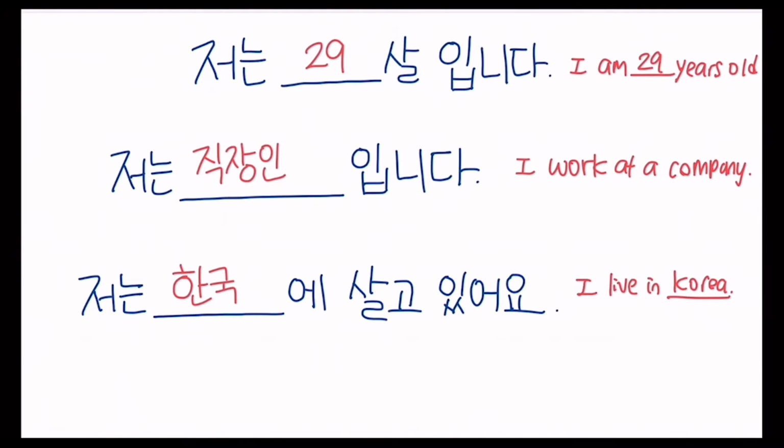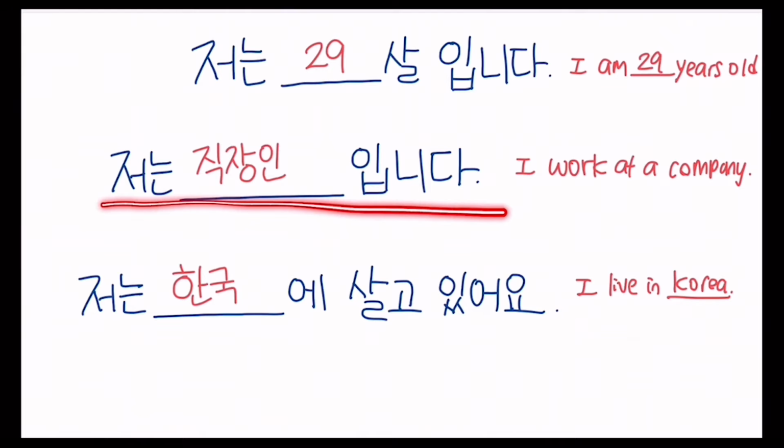저는 29살입니다. This is age. We're talking about an age, and we have two ways of counting numbers. This is the Sino number counting. Yeah, I'm pretty old, 29. We will be discussing and learning this later on.